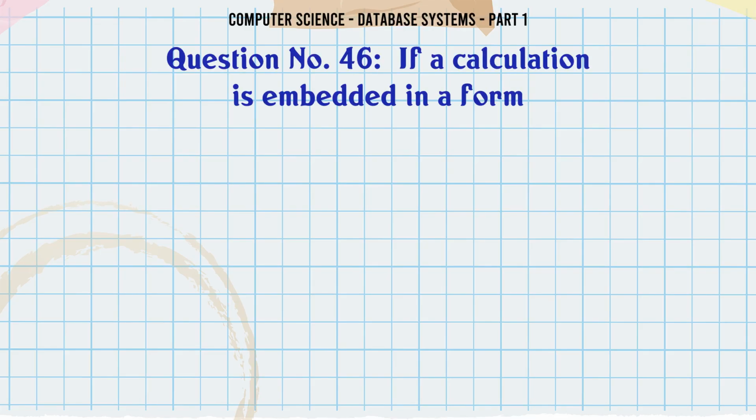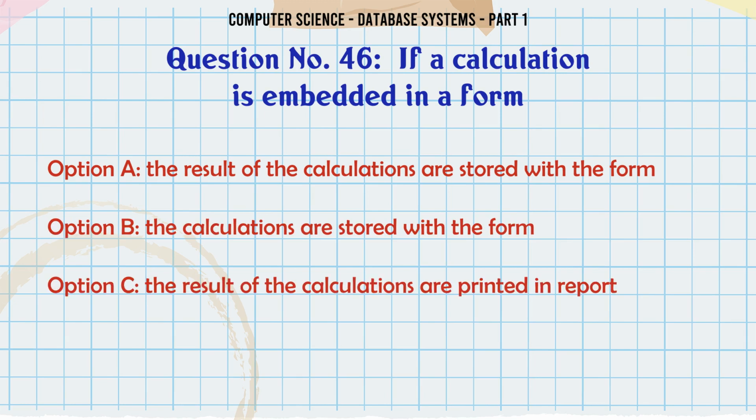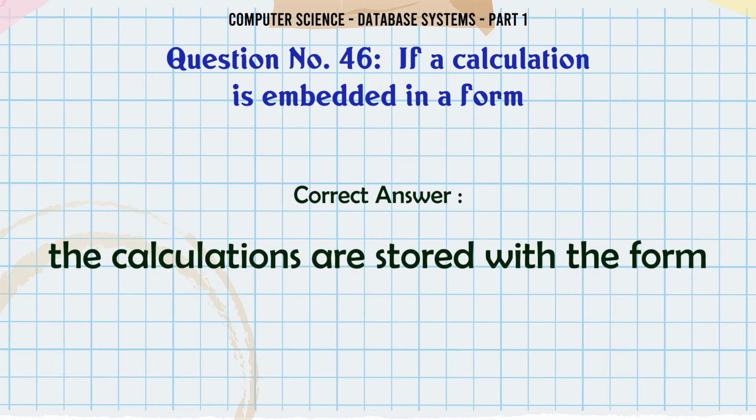If a calculation is embedded in a form, A. The result of the calculations are stored with the form. B. The calculations are stored with the form. C. The result of the calculations are printed in report. D. All of the above. The correct answer is the calculations are stored with the form.